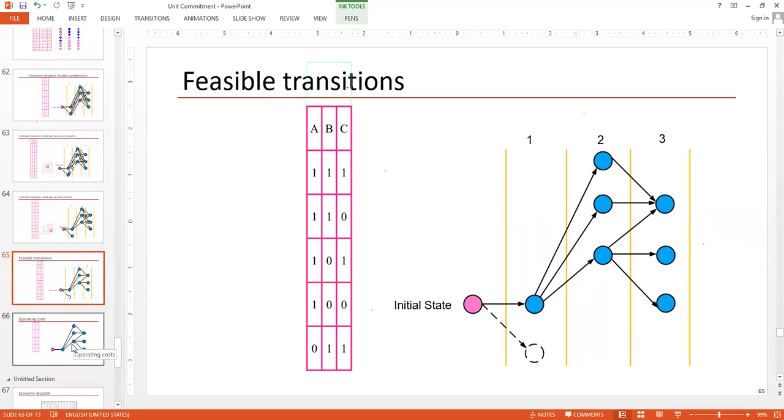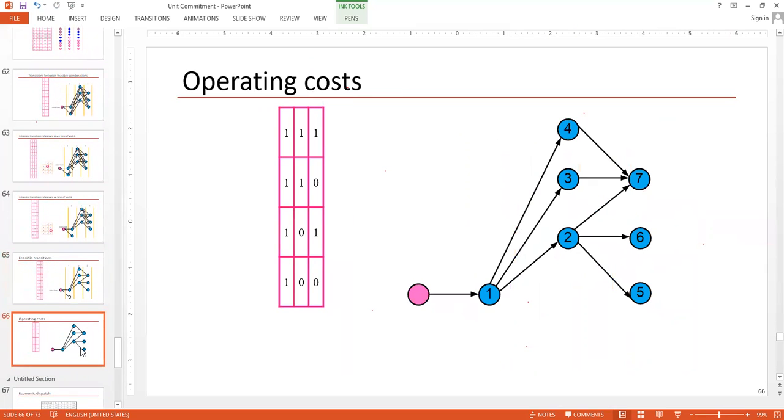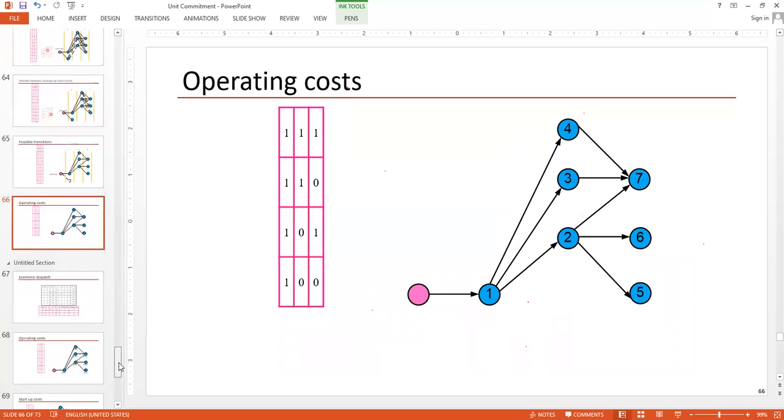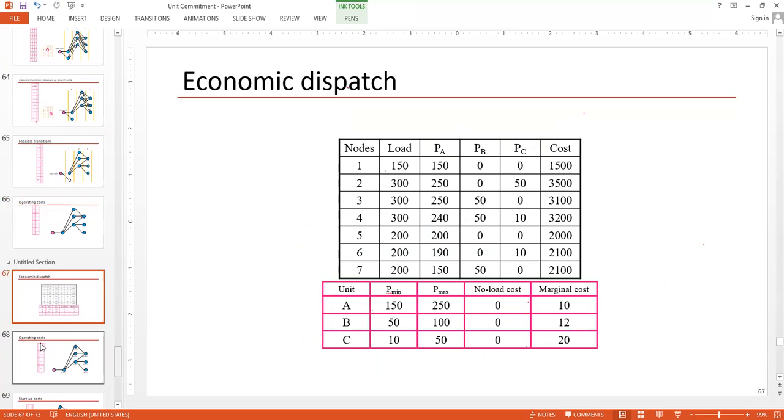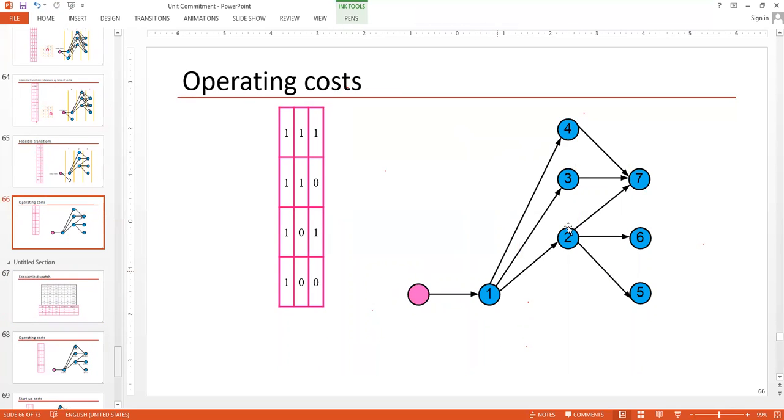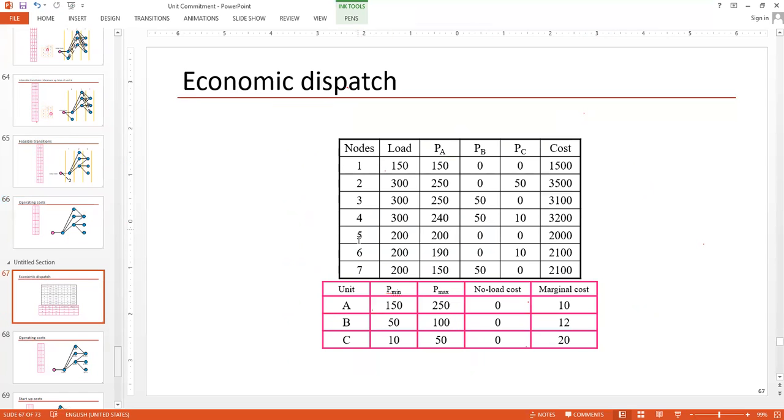So let's now put down the cost values. Before that, let's put some node numbers here. We start from here, node number 1, 2, 3, 4, 5, 6, and 7, just for the ease of our calculation. Nothing else. We give some node numbers, and we now decide on the economic dispatch. We now look into the economic dispatch for each of the nodes. There are 7 nodes finally remaining in the calculation of the operating costs, 1 up to 7.